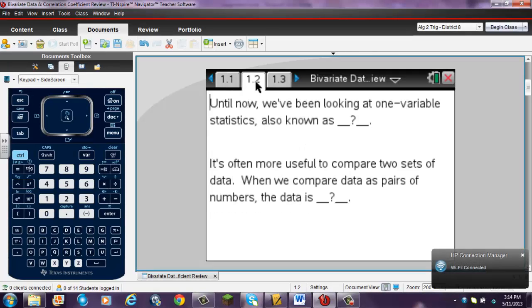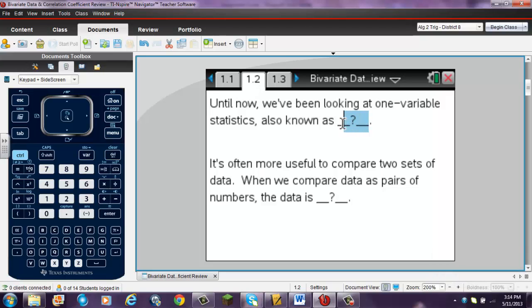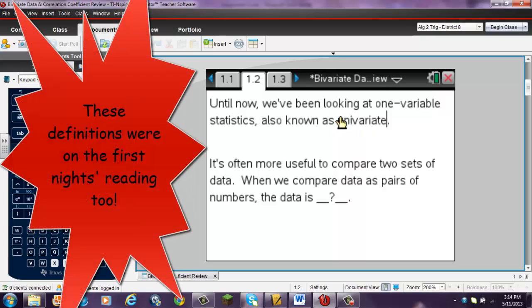Page 1-2. Until now, you've been looking at one variable statistics, which are also known as univariate. Uni for one, variate for variable, one variable. But it's often more useful to compare two sets of data. When we compare data as pairs of numbers, that data is bivariate, two variables.